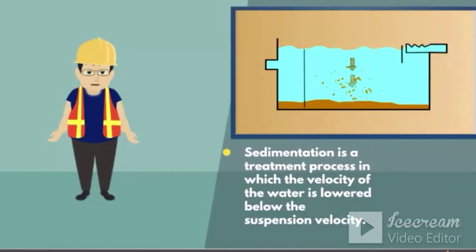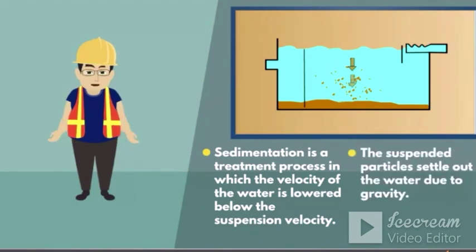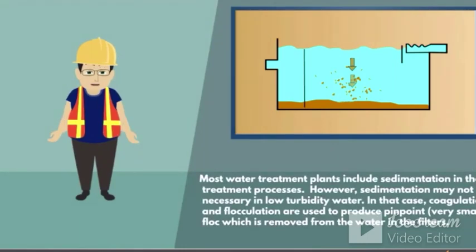Sedimentation is a treatment process in which the velocity of the water is lowered below the suspension velocity and the suspended particles settle out of the water due to gravity. The process is also known as settling or clarification. Most water treatment plants include sedimentation in their treatment processes. However, sedimentation may not be necessary in low turbidity water.